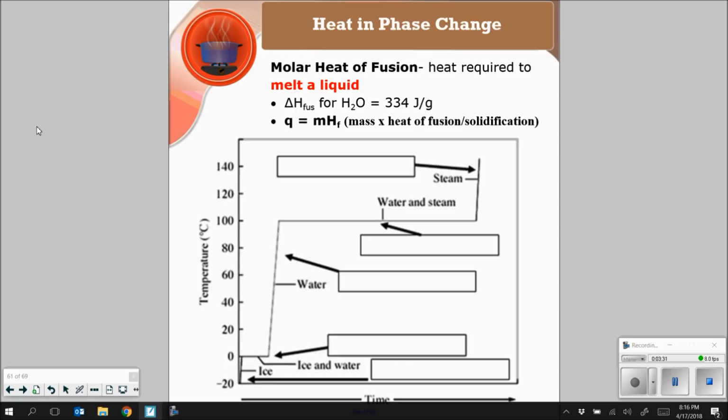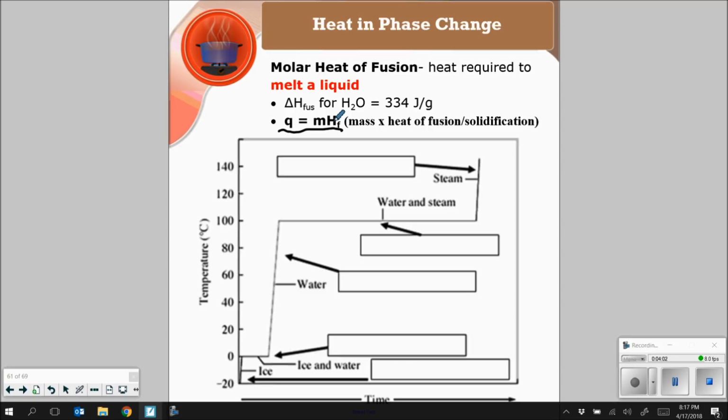So the first phase change that we're going to talk about is fusion, and the molar heat of fusion is going to be the heat required to melt a liquid. So the heat of fusion for water is going to be 334 joules over grams, which is a value that can be found on your reference sheet. And we're going to be solving using that equation, Q equals mass times the molar heat of fusion. When we're solving for this, you note it looks a little bit like Q equals MCΔT, but you'll notice there is no change in temperature.